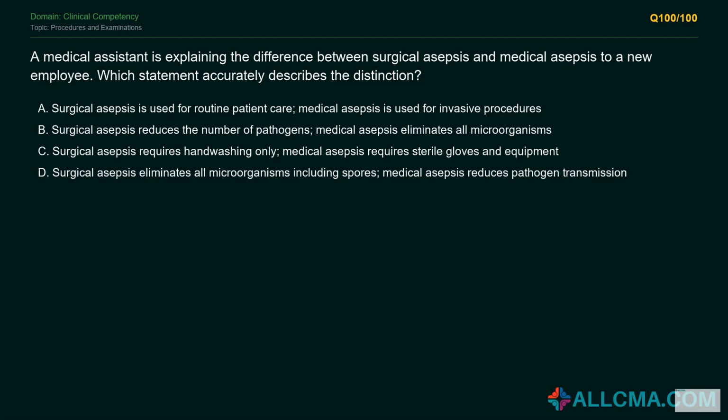Question 100. A medical assistant is explaining the difference between surgical asepsis and medical asepsis to a new employee. Which statement accurately describes the distinction? Option A. Surgical asepsis is used for routine patient care. Medical asepsis is used for invasive procedures. Option B. Surgical asepsis reduces the number of pathogens. Medical asepsis eliminates all microorganisms.